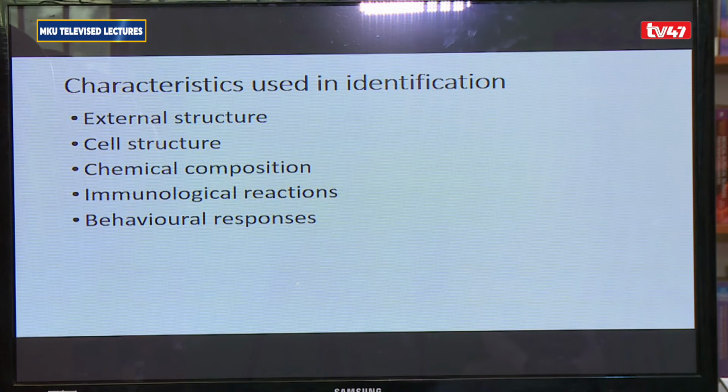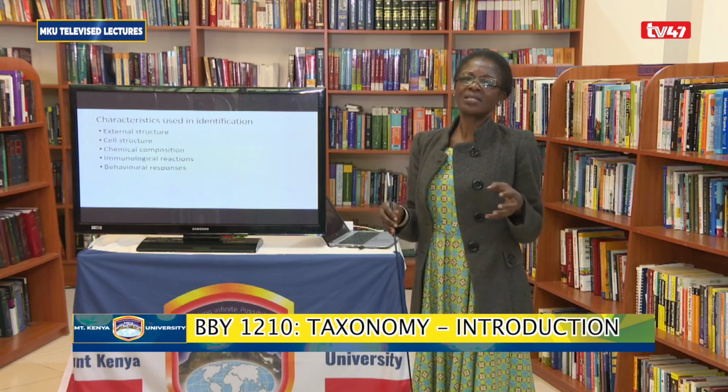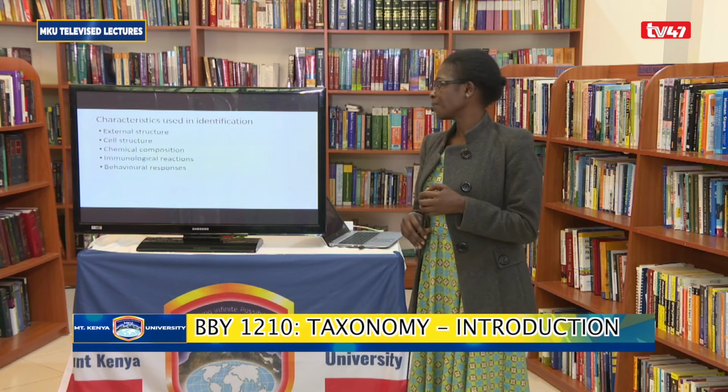Examples of chemicals that are normally used a lot in identifying organisms are the proteins. Reason: proteins are made up of amino acids, and the amino acids in a protein are different, and they can be organized in a different manner. They can have a different sequence. So we can isolate a pattern for different organisms, and then by looking at the sequence of the amino acids in this specific protein, we can use that to distinguish the different organisms that we are dealing with.